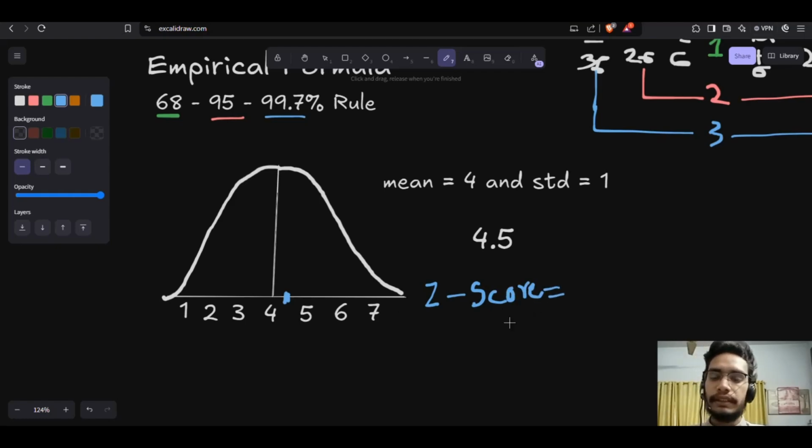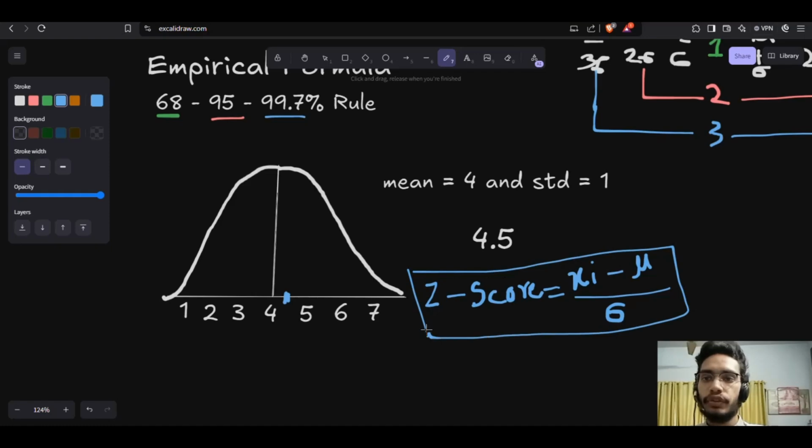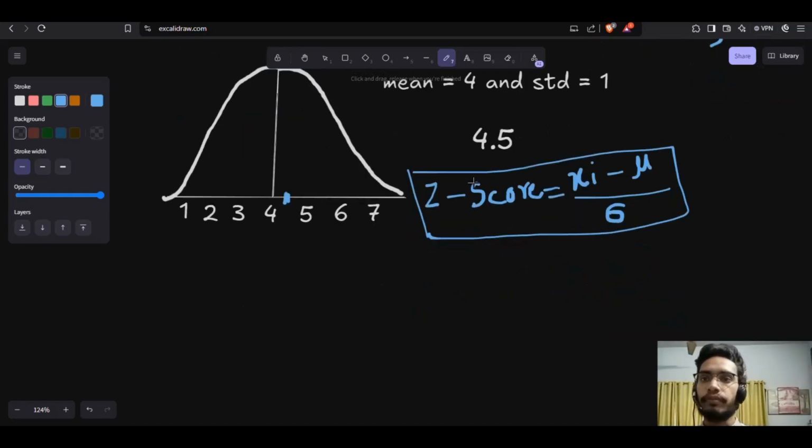What does this z-score method mean? You have xi minus mean divided by standard deviation. This is a simple formula to calculate the standard deviation of any number. If you are given a number like 4.5, you can easily calculate at which standard deviation this point exists. Just put it in the formula.